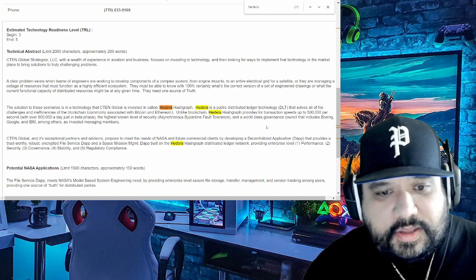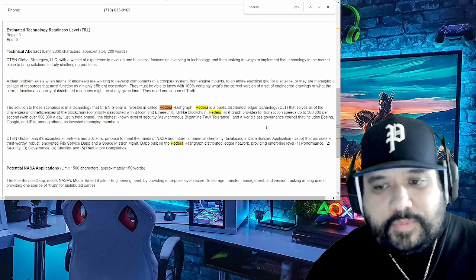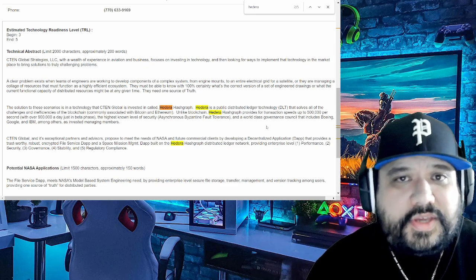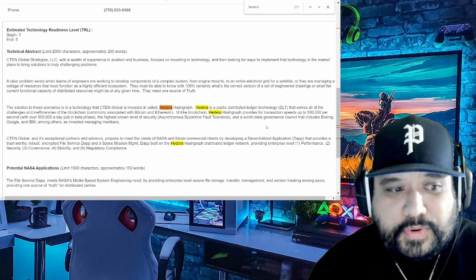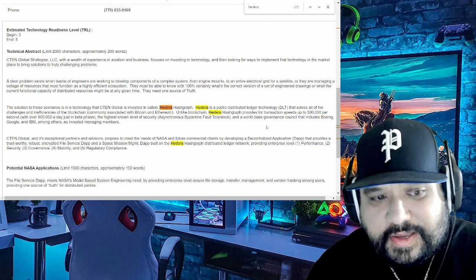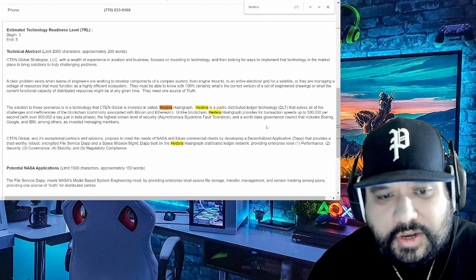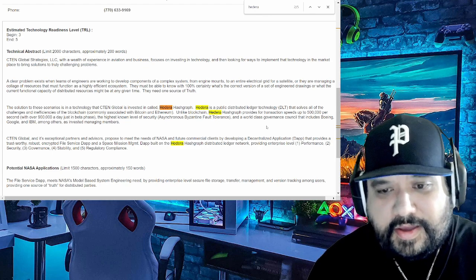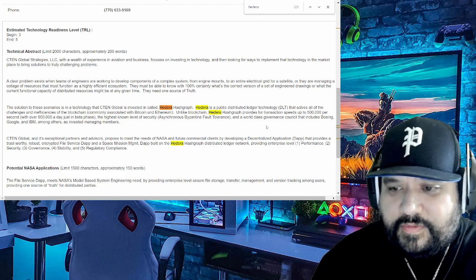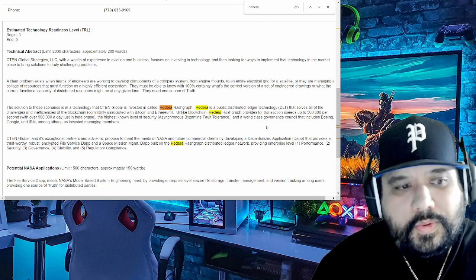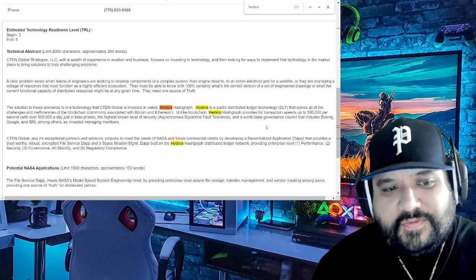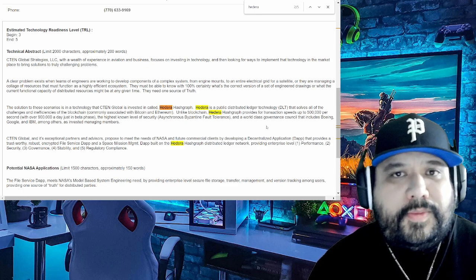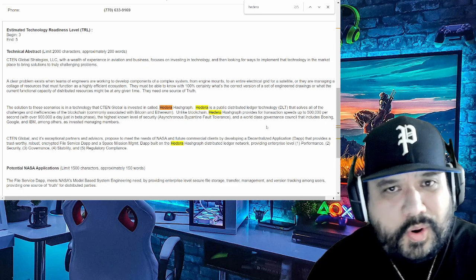All right. It says, unlike blockchain, Hedera Hashgraph provides for transaction speeds up to 500,000 per second. Who do you think is writing this? This is pretty impressive. With over 900,000 a day in beta phase, the highest known level of security. I am not saying that again. You guys already know what that is. I'm just going to call it ABFT. And a world-class governance council that includes Boeing, Google, and IBM, among others, and is invested managing members. You think the likes of those want to get into something that's a flash in the pan? No freaking way. No.